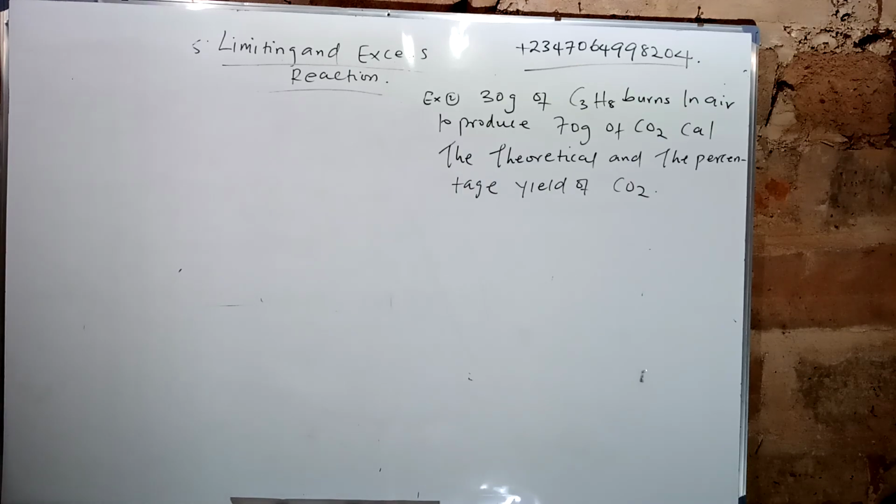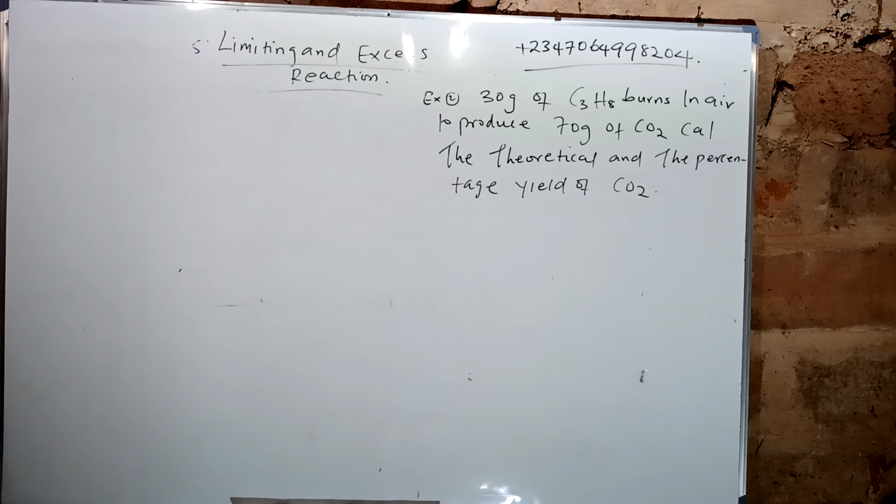The second example is 30 grams of propane burns in air to produce 70 grams of CO2. Calculate the theoretical yield and the percentage yield of CO2. So, of course, I've already simplified the equation for you. You can see 30 grams of propane. This is a combustion reaction, by the way.